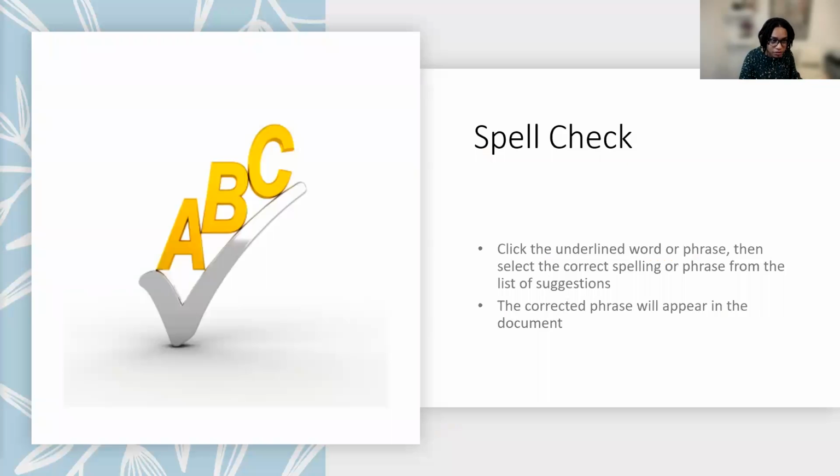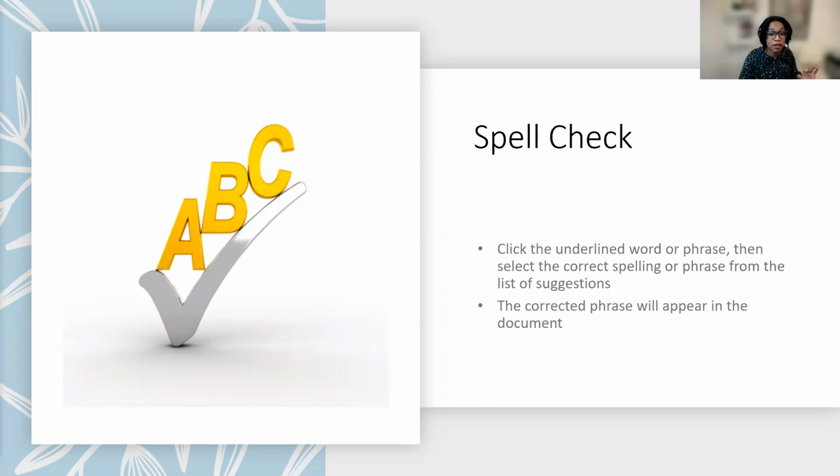Tools like spell check. If you're worried about making mistakes when you type, if you're not the best speller, I know I'm not. I depend on spell check as I'm sending these emails and I'm still not great. Spell check is not infallible, but it definitely helps a lot. You just click the underlined word or phrase, which will appear as you're typing, and you'll see the correct spelling or phrase from a list of suggestions. Once you click the correct spelling, it will appear in your document. It'll automatically replace the misspelled word or grammatical error.